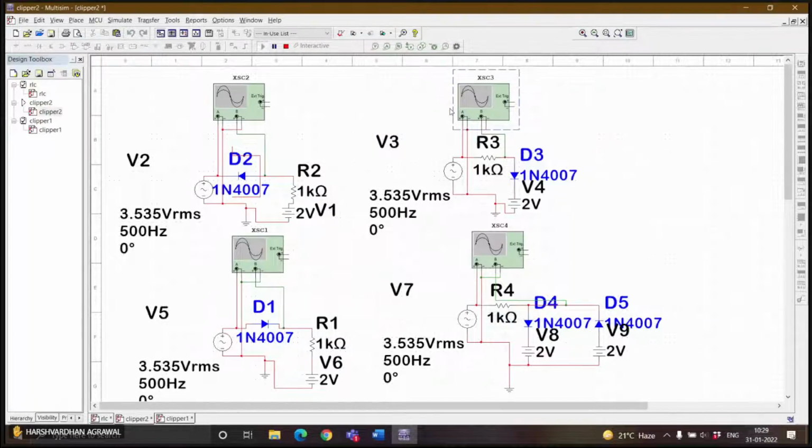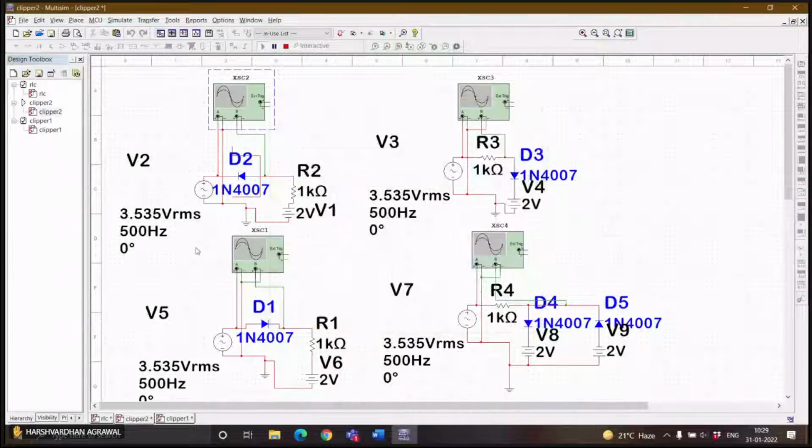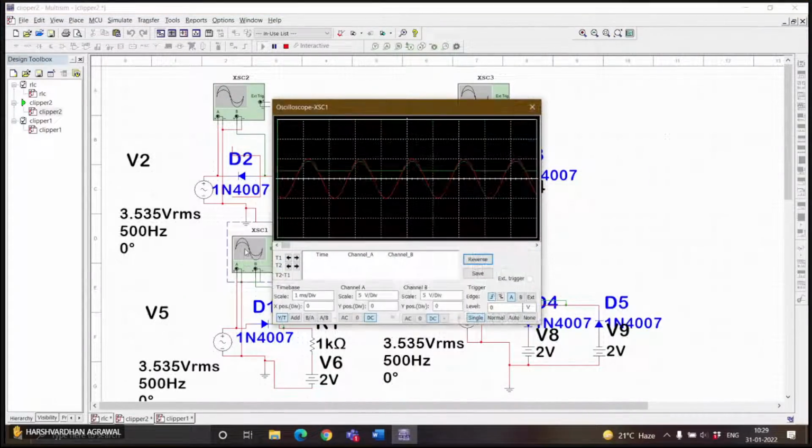Ma'am, what is the difference between this and this, ma'am? Output, no, no, difference. This should be the negative clipper. Ma'am, negative clipper I did here, ma'am. This one is the negative clipper. Okay.